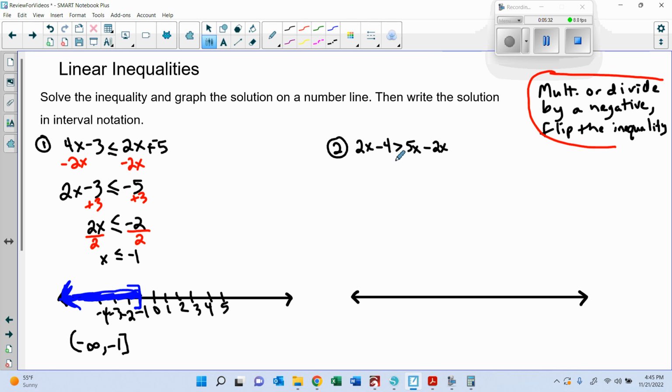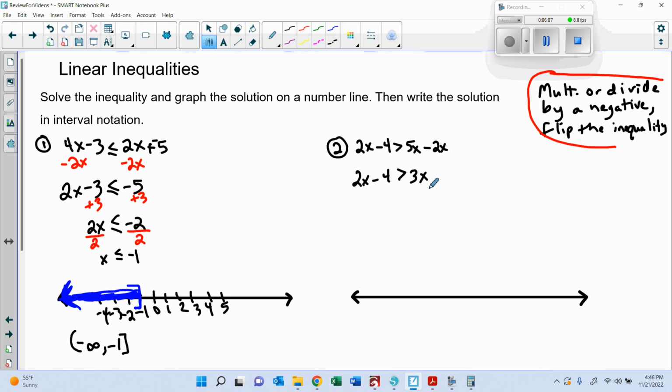So on number 2, just like anything else, the very first thing we do is look: is there something we can do to simplify? So on the left, we're good. We don't have like terms, there's no distributing, there's no fractions. On the right, however, we do have like terms. We have 5x minus 2x. So the left-hand side is okay, but the right-hand side has like terms which we can combine, and that would become a 3x.